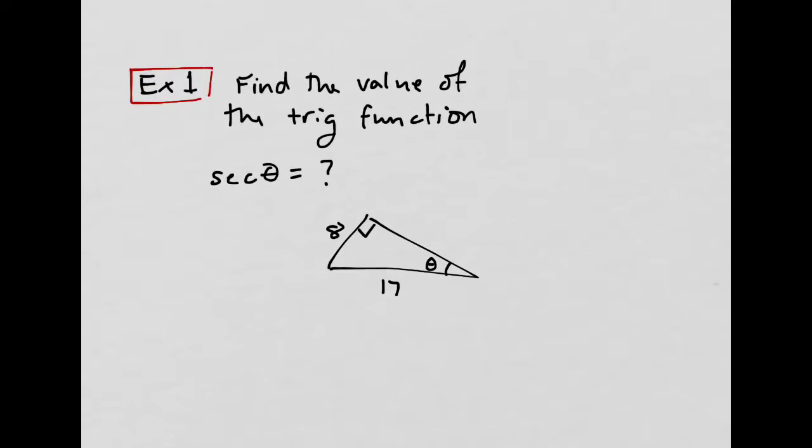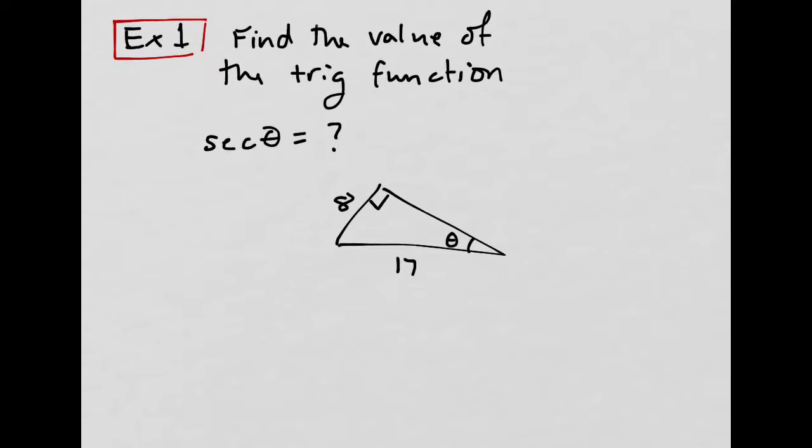The first thing that I want to point out is that this is the angle theta that we're focusing on. That means 8 is the opposite side to this angle. 17 is the hypotenuse because it's opposite the right angle. That means this one's the adjacent side. But I don't have it. I need to find out the adjacent side. So the first thing to do is to figure out the adjacent side.